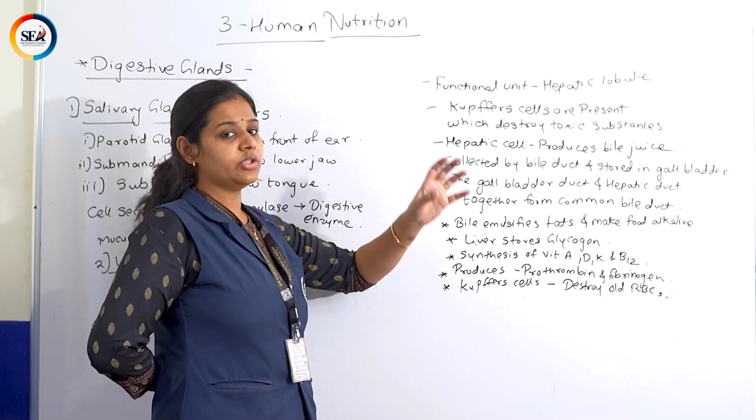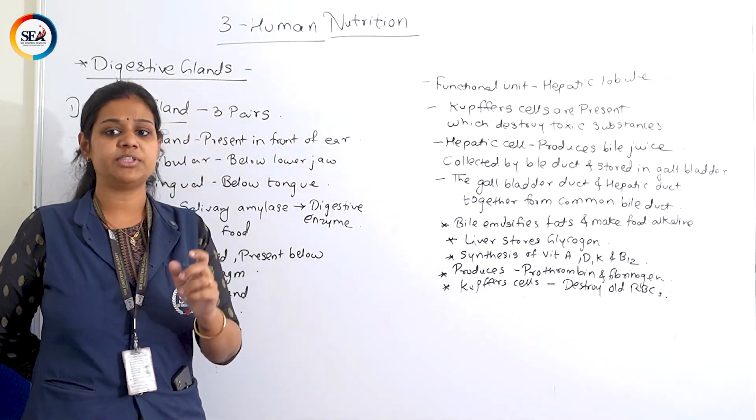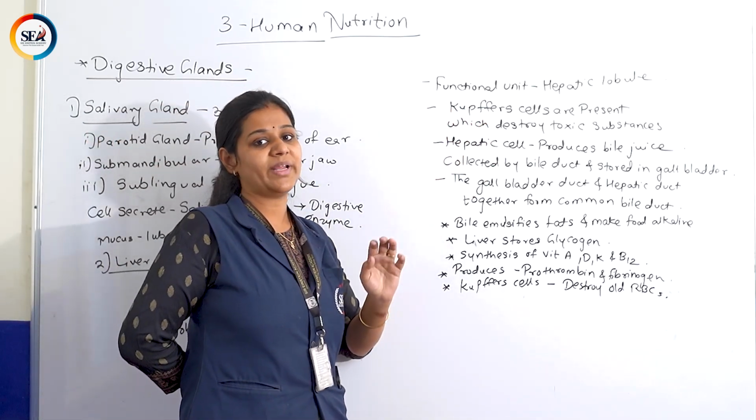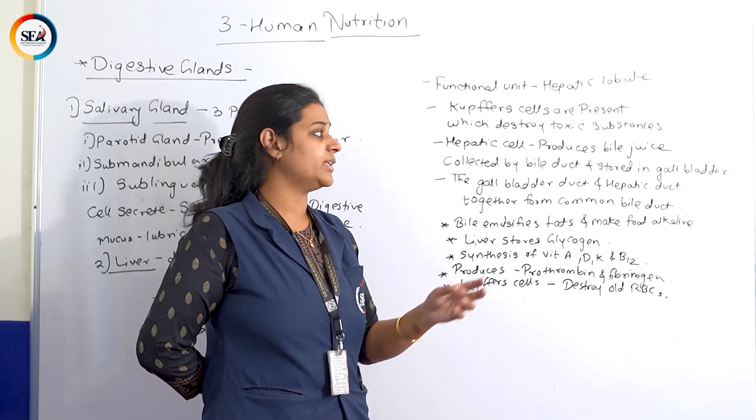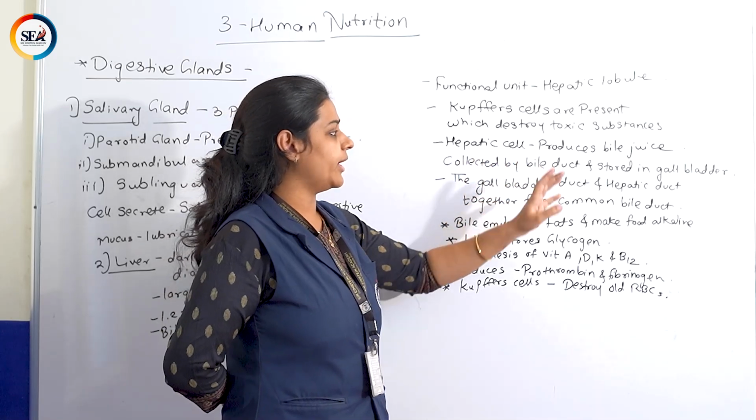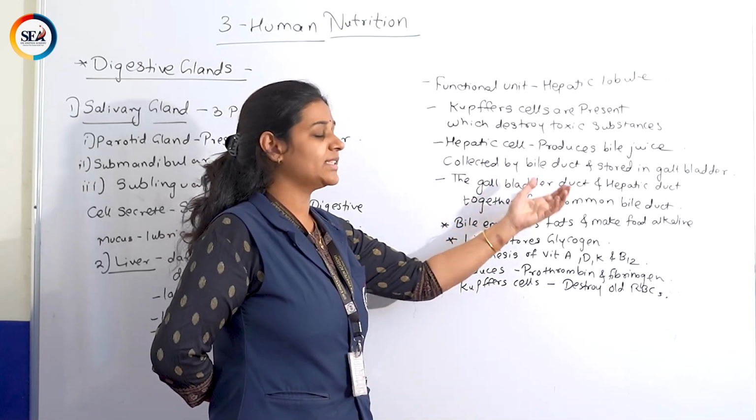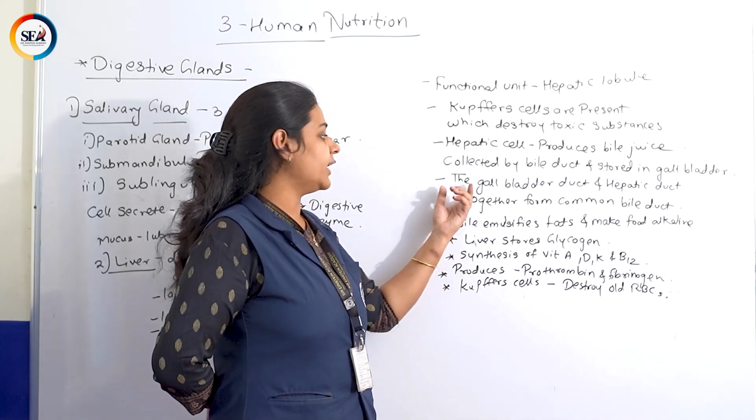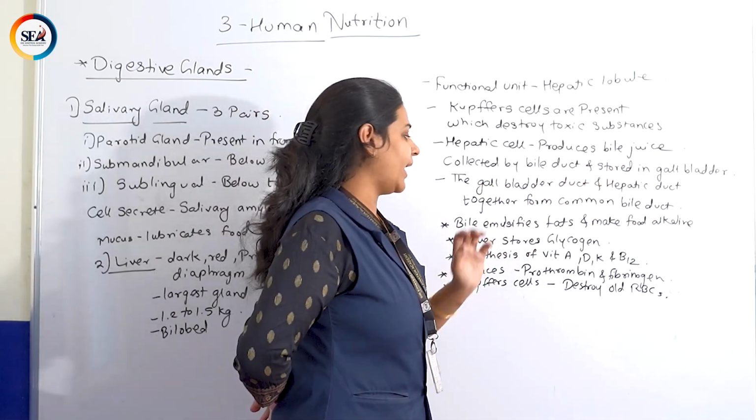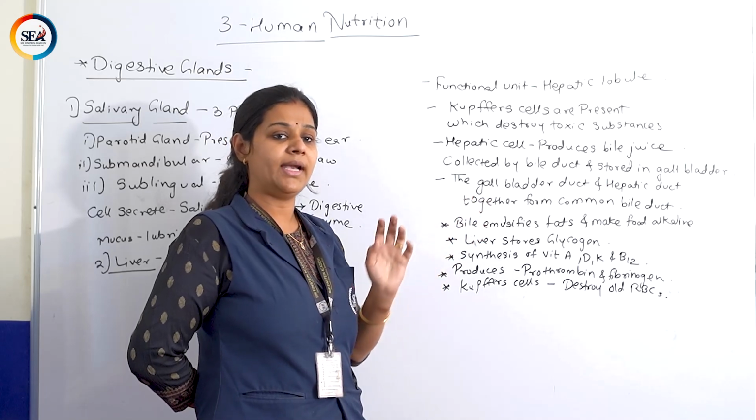The hepatic lobule also has Kupffer cells present in them which destroy the toxic substances present in our body. It also destroys the dead or worn out microbes in our body. The hepatic cell produces bile juice. The bile juice is collected by the bile duct but it is stored in the gallbladder. So the duct of gallbladder along with the hepatic duct together forms the common bile duct.